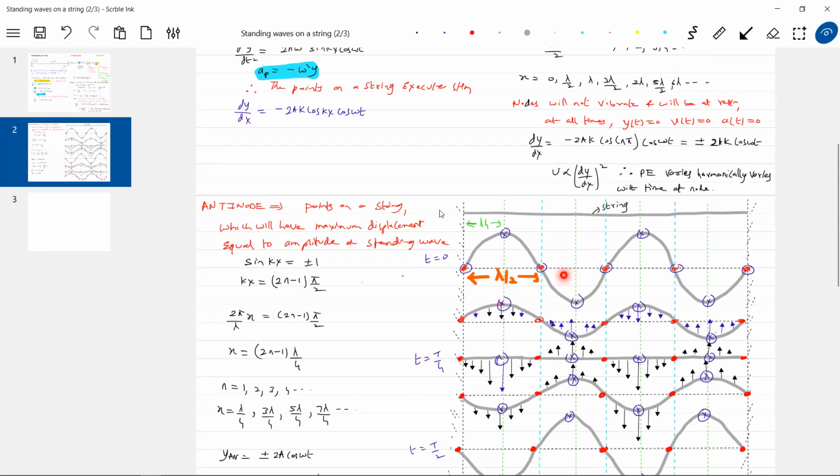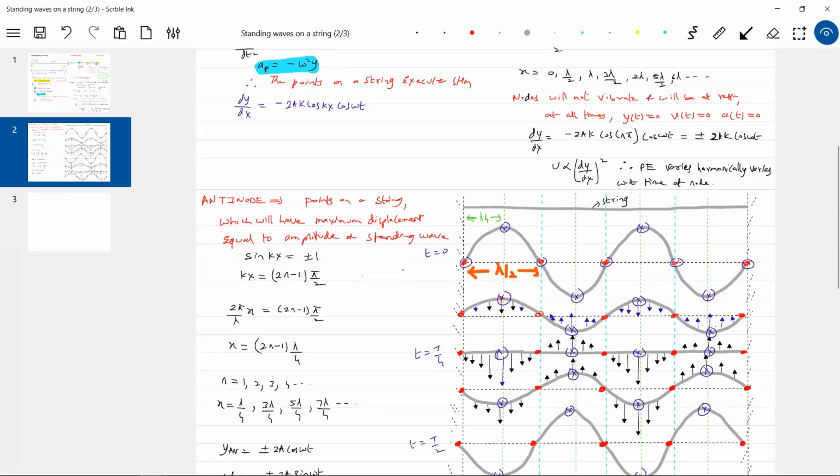Like that, on a string, we'll get nodes and antinodes. Node, next antinode, again the distance will be lambda by 4. So where will the next node be located? At 3 lambda by 2. The antinodes will be at lambda by 4, 3 lambda by 4, 5 lambda by 4, 7 lambda by 4. Like that, the positions of antinodes will be available. So in this way, we will get nodes alternating with antinodes.